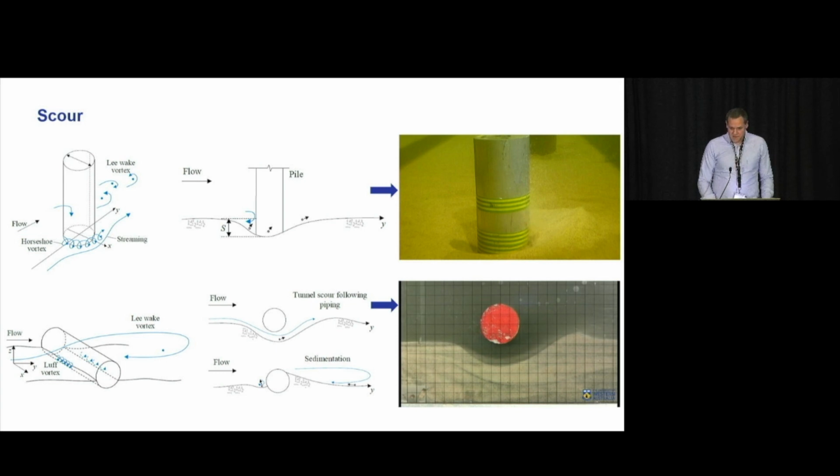Right, so that's the basics. Now for a subsea structure, it's somewhere in between these two. So streaming is still important for a subsea structure, as too can be the horseshoe vortex. The aspect ratio of the structure will influence whether we get lee wake vortices in the vertical or the horizontal plane. But as a first approximation, if you can imagine somewhere in between those two is a more standard generalised structure.